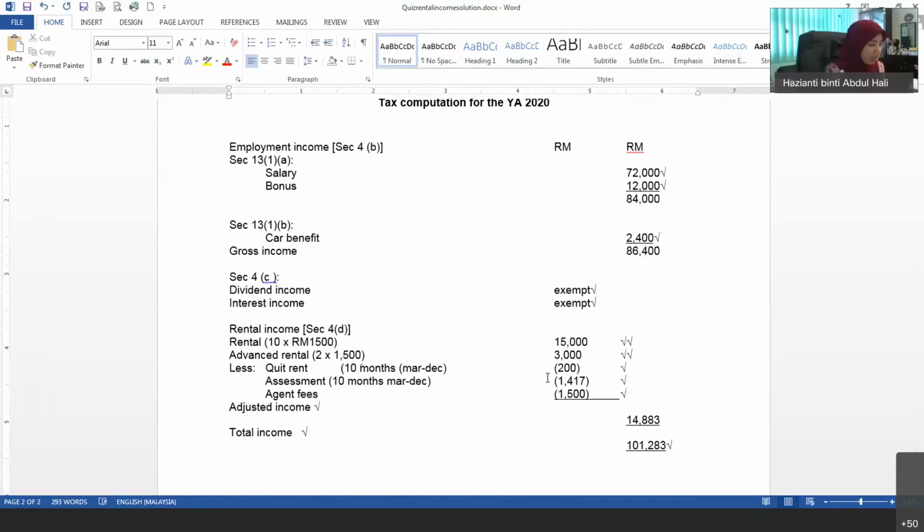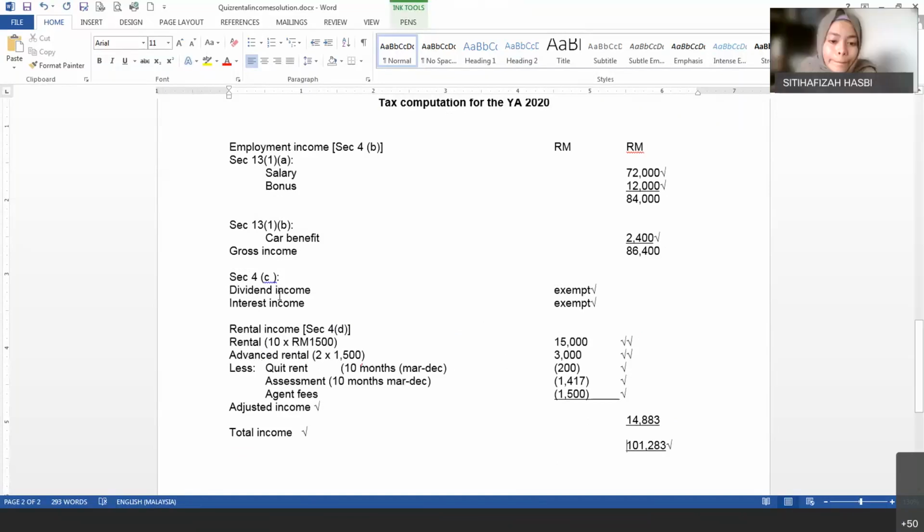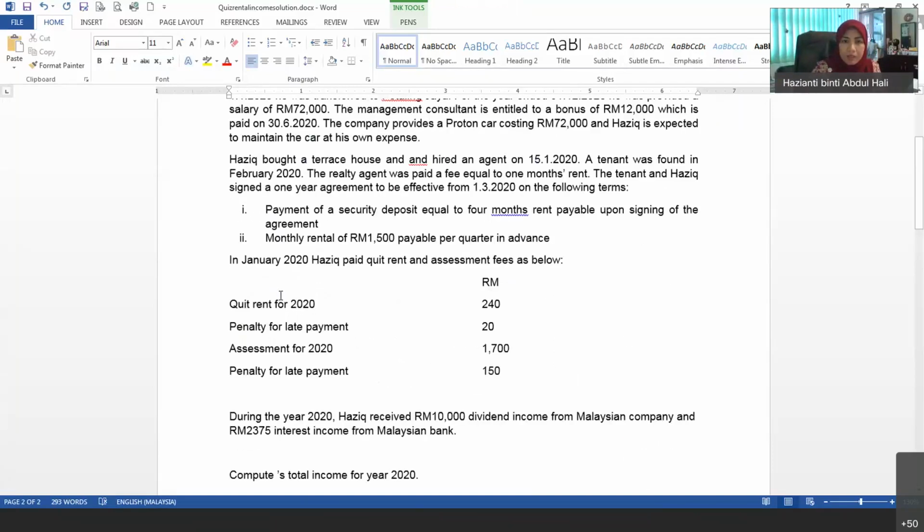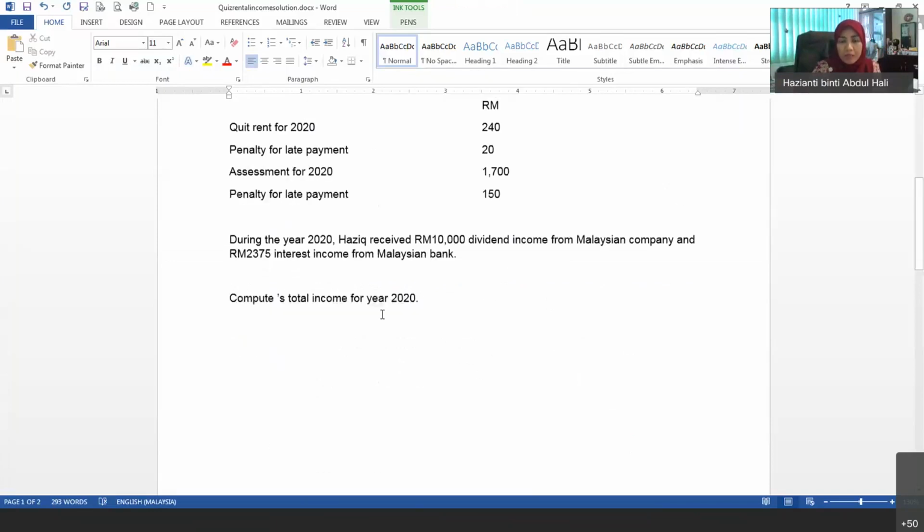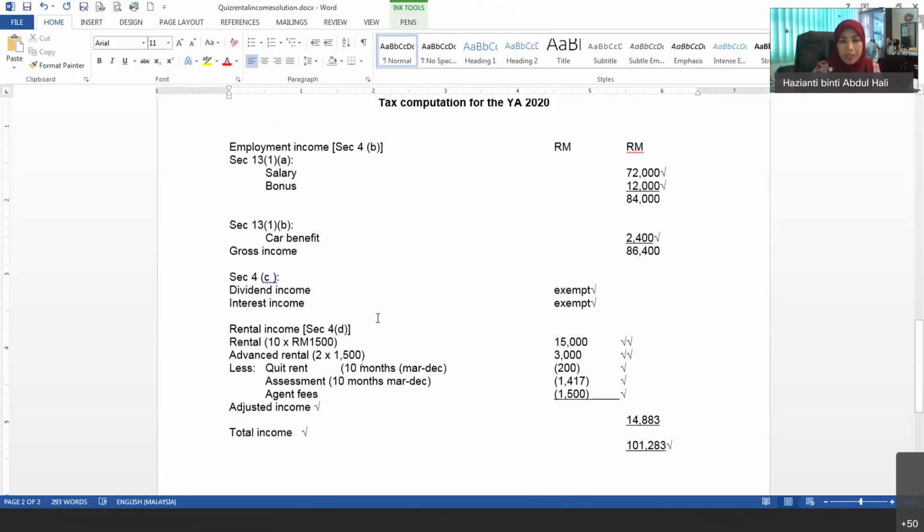Were there any mistakes? There were mistakes at the advance rental, madam. Madam, can you explain the advance rental again? Advance rental, okay, you calculate from March. He gets rental from March, right? Look at the date here. March. So, March 4 months. The rental would be March until December, 1,500. 10 months, is that okay?